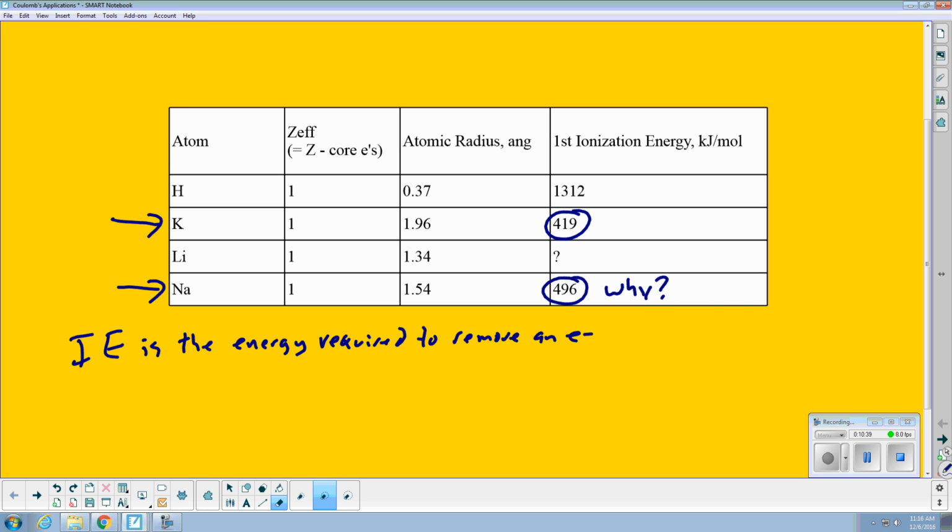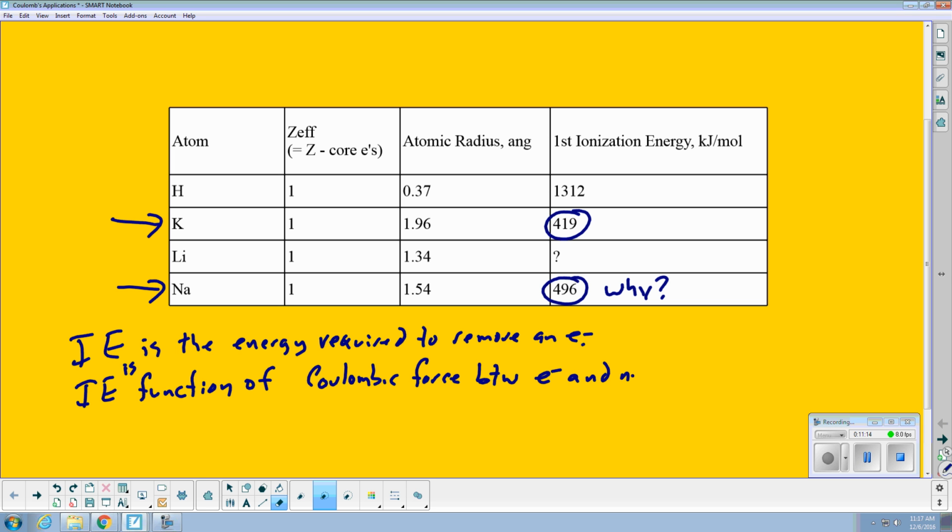So what we have to do is remove an electron. Well, the question is, why isn't the electron gone in the first place? And the answer is it's held there by a Coulombic attraction between the nucleus and the electron, right? Good. So really, my ionization energy is a function of my Coulombic force of attraction between the electron and the nucleus. Okay, great.